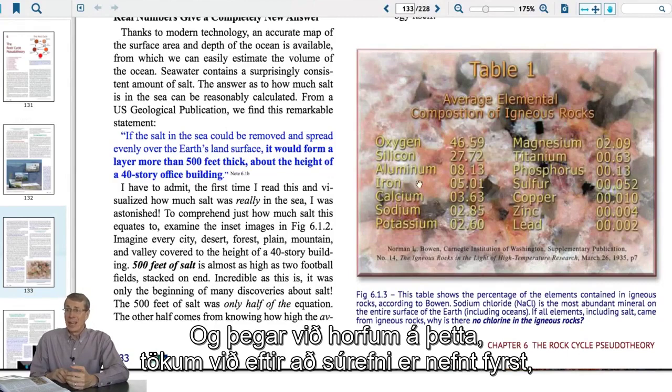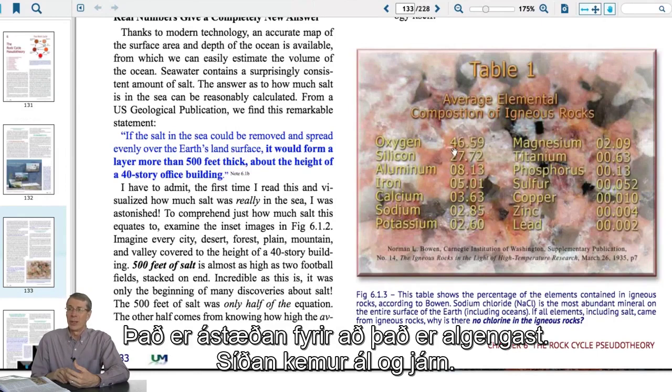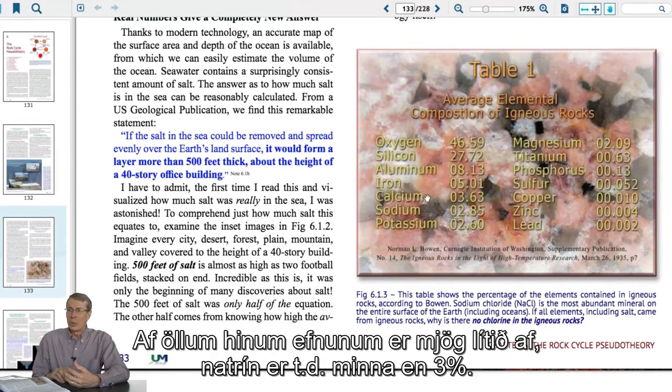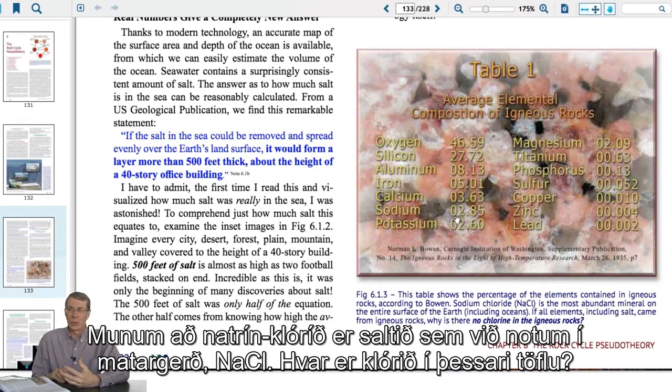And if we look here, we can tell that oxygen is the first one. That's because O is in a lot of rocks. Silicon dioxide, which is quartz, SiO2, is why it's the most prevalent. Then aluminum, iron. All the remaining ones are very minimal. Matter of fact, sodium is less than 3%. So the first question we have to ask here is, where is the chlorine? Remember, sodium chloride, the salt we use at our dinner table, is NaCl. Where's the chlorine in this chart?